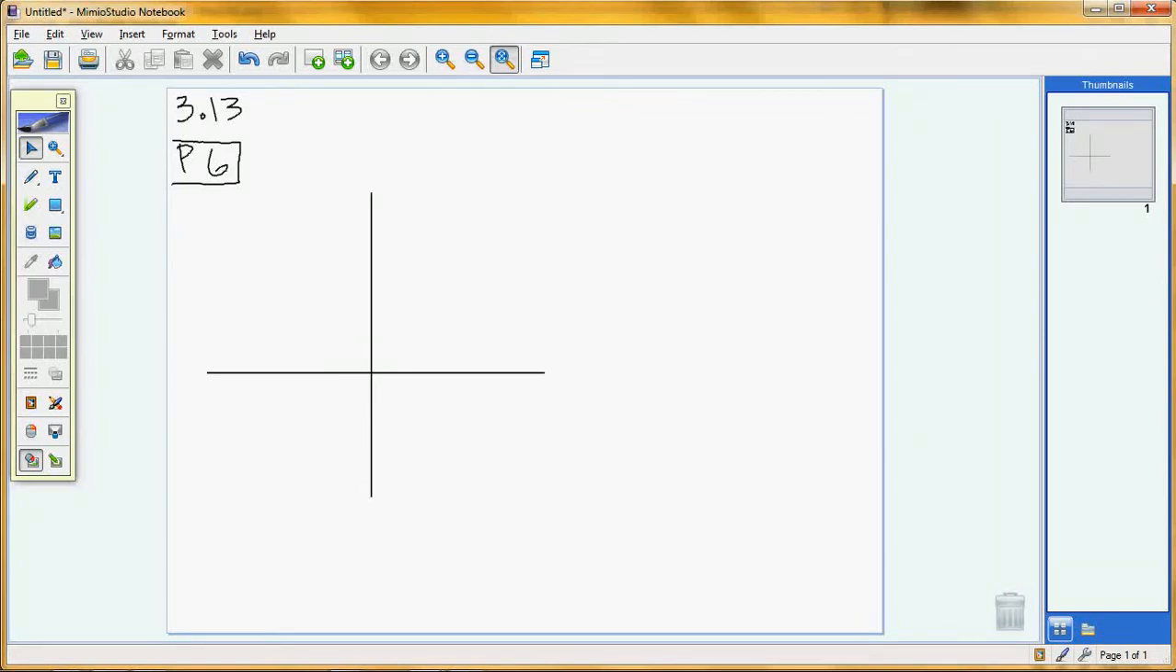Lesson 3.13 for review packet 3C. Graph the equation y equals x squared and y equals 3x minus 2. So let's make a table. We have y equals x squared. So let's say we have a table with x.